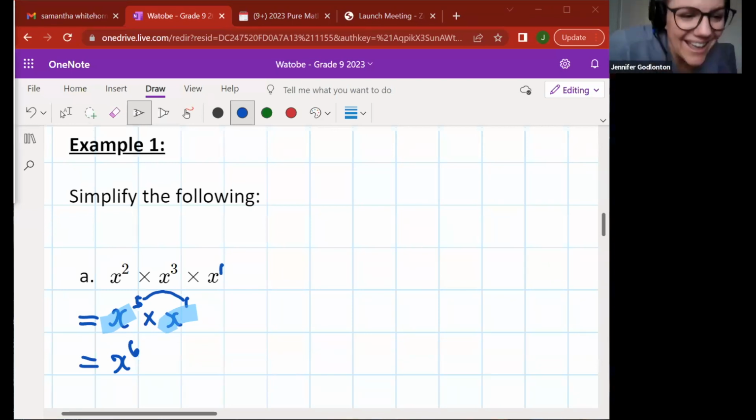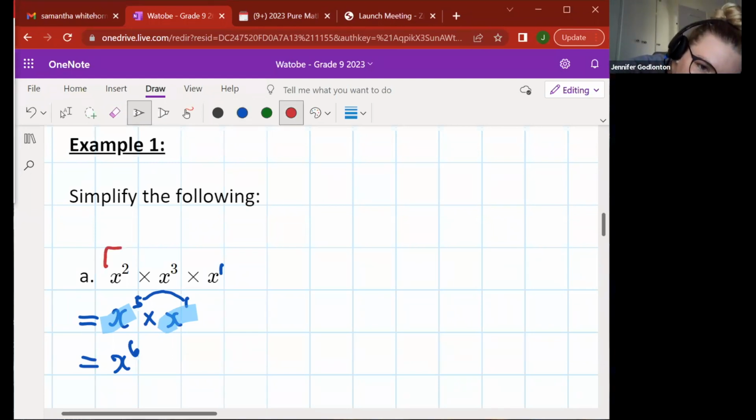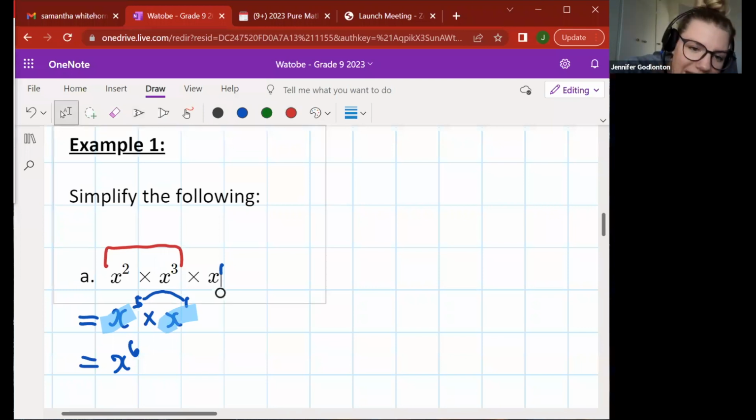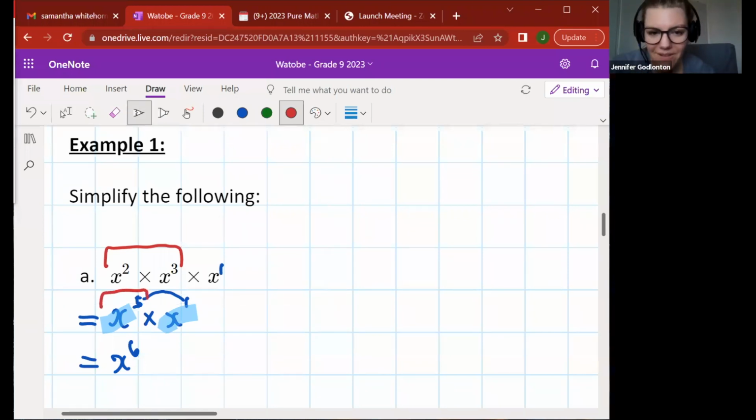Great. Okay, so guys, you can do this in stages. What Callan did here was first work out the x squared times the x to the power of 3, and that gave the x to the power of 5, and then we had the x, which was also just x to the power of 1. Okay, so you can do it in 2 steps. Totally okay to do it like that.